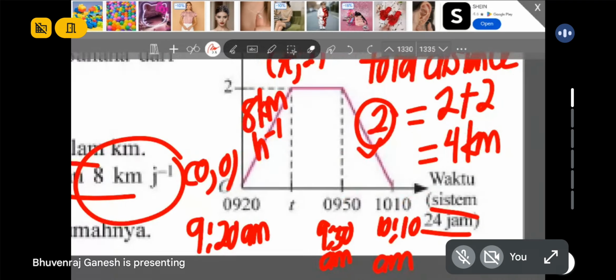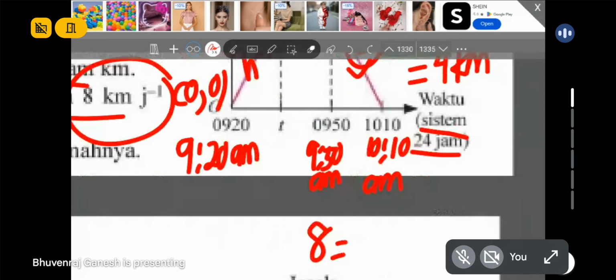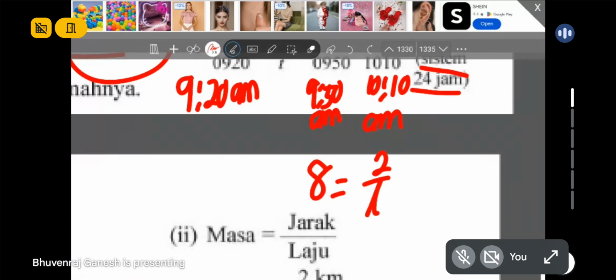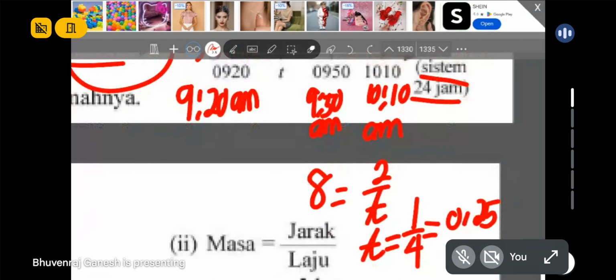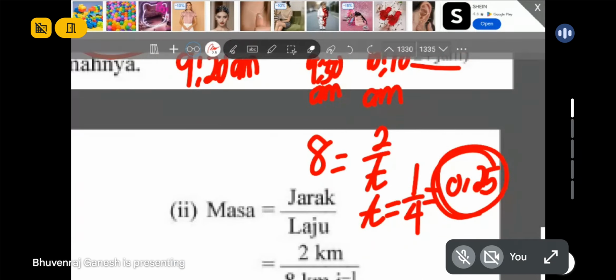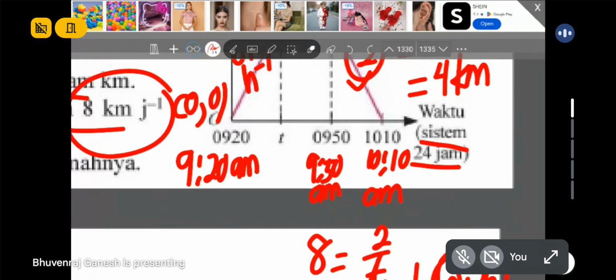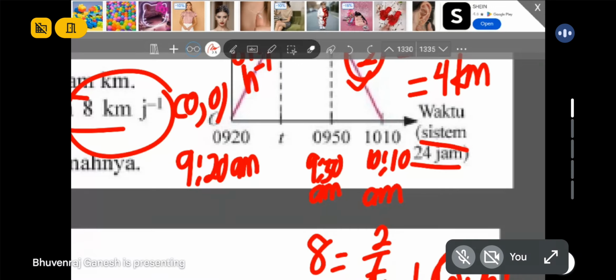Okay, so you just use 8 speed equal to distance over time. Okay, 2 over t. So t is actually 1 over 4. Okay, 1 over 4 is 0.25. Okay, so 0.25 means that this is in hour, guys. Okay, yang ni dalam jam. So you must convert to minute. Okay, so 0.25 you convert to minute, you will get the answer. Okay, so you will get 935.